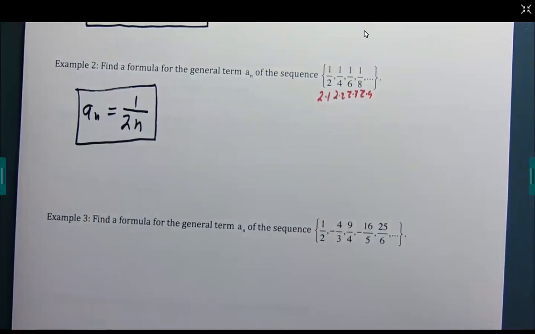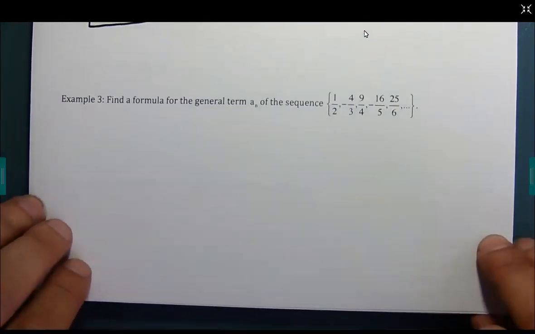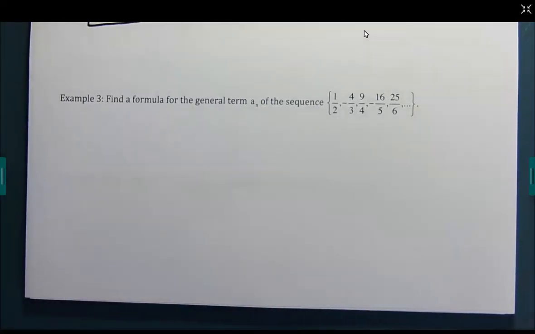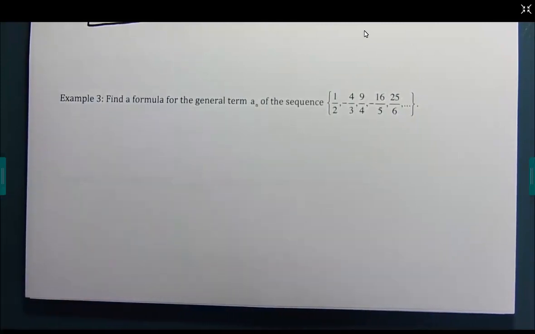All right, for this next one, we have an alternating sequence again. And we're starting up positive, so I'm guessing we're going to have a negative 1 to the n plus 1 like we did before. And let's see if we can see what the pattern here is.